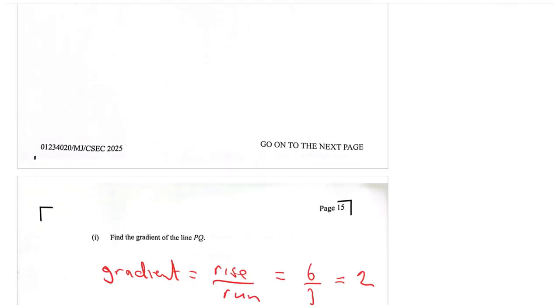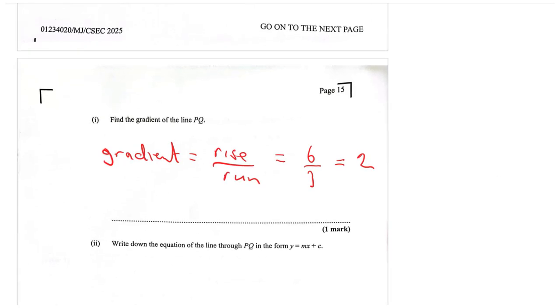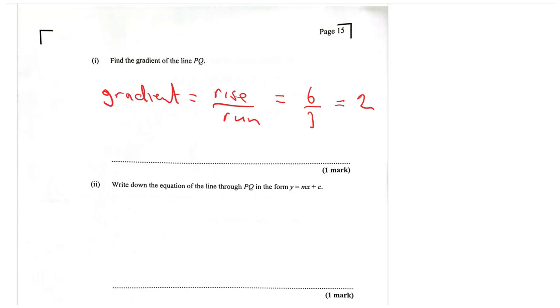Right? So this method, rise over run, once we have the grid, we can use the rise over run, and it is the easiest method. You still get your full marks.